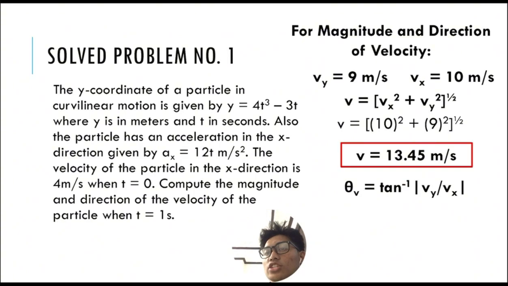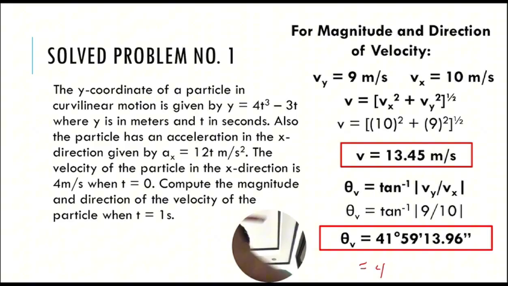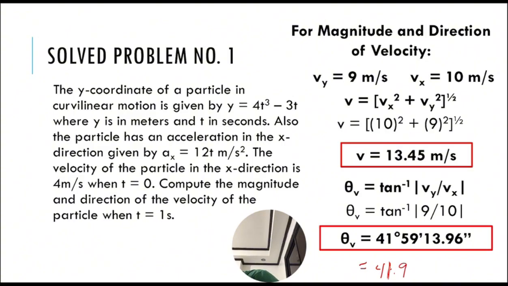Okay, next for the direction. Siyempre, hindi mawawala. Inverse tangent is equal to Vy over Vx. And we will do the same here. So, inano natin siya into DMS. So, we have here 41 degrees and 59 minutes and 13.96 seconds, or translated into decimal na 41.99 degrees. Kung decimal, pwede rin naman yan. Pero pwede rin naman yung ginawa natin siya.